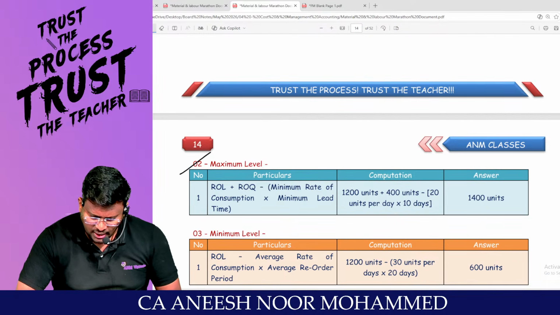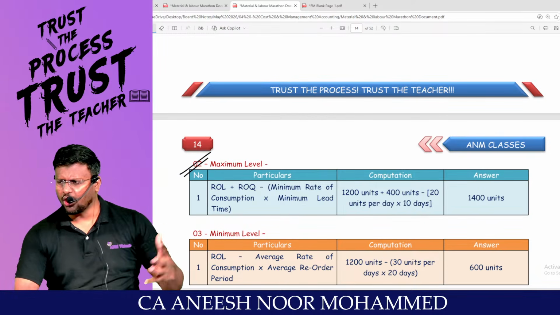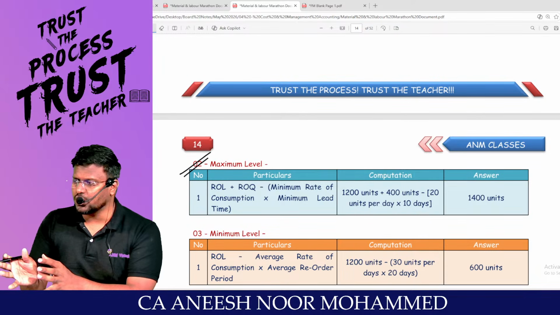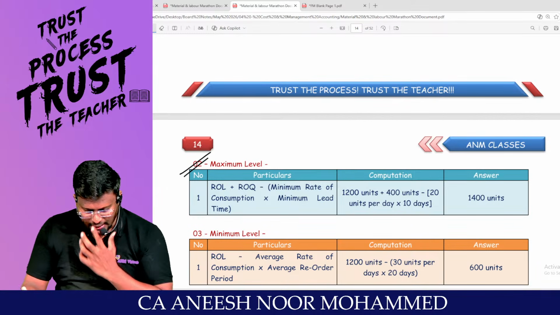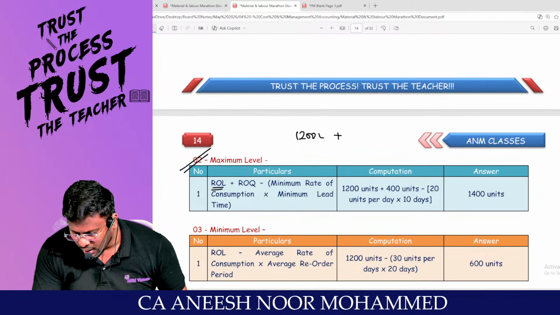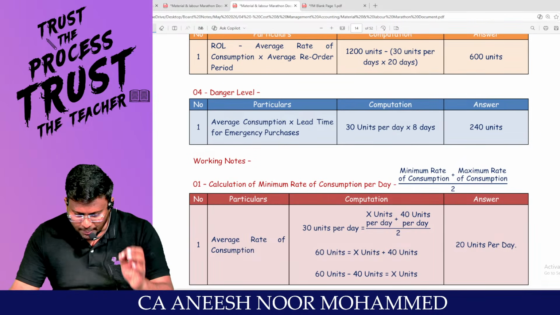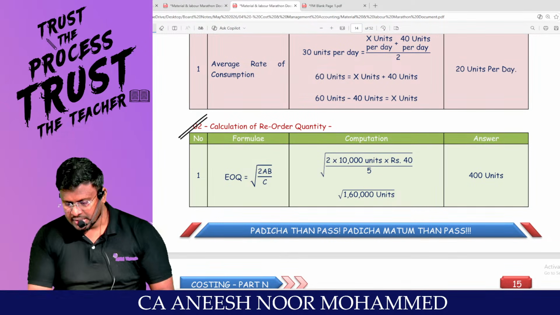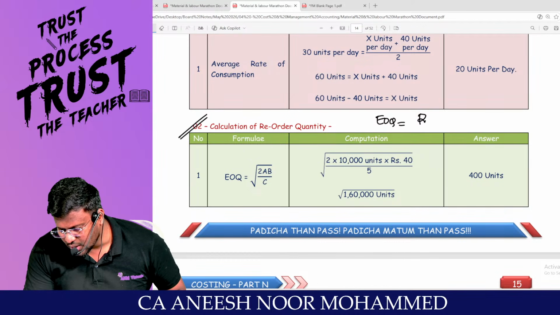Super fantastic. What is a maximum level? Beyond that, you can't carry. So if you want to get maximum marks, reduce your mistakes to minimum. That's why reorder level. At this 1,200 units, you will place the order. How much will you place the order for? Sir, you will place the order of EOQ. That is the reorder quantity. Sir, economic order quantity is equal to reorder quantity.